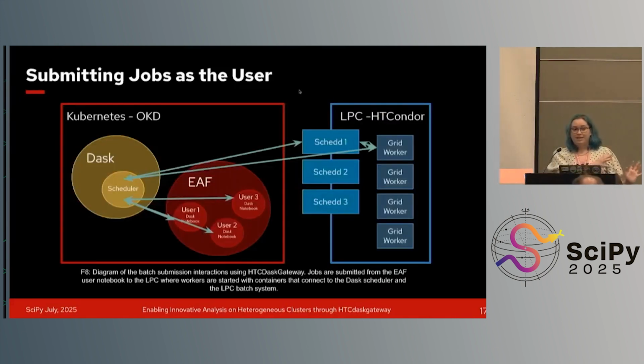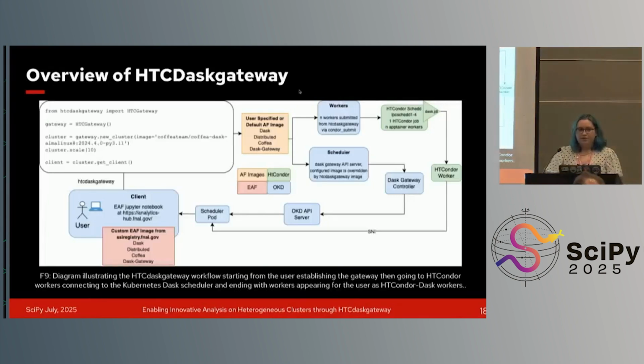So to go back to that diagram that I showed before, this is what we get whenever we actually implement our HTCdaskgateway. We have everything connected. We have our client notebook talking to our scheduler, talking to the LPC HTCondor, and everything starts to work. And so to take this step by step, let's get more into what actually is going on.